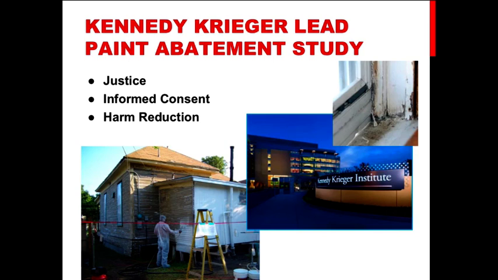So the Kennedy-Krieger lead paint abatement study is one in which we can really start to think about that principle of justice, the idea of informed consent, and the concept of harm reduction. We'll talk more about harm reduction in future sessions, but it is basically the idea that in some instances we might not be able to completely remove the risk of a particular health exposure or behavior. And so we might undertake to just reduce the harm, not completely get rid of it, but just reduce it.